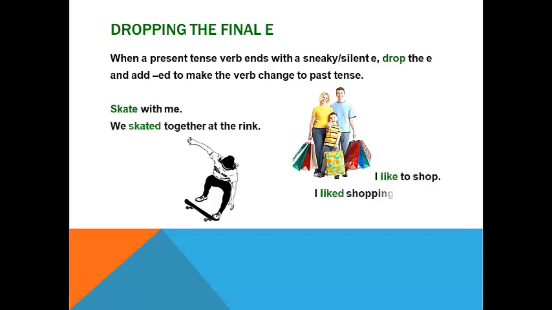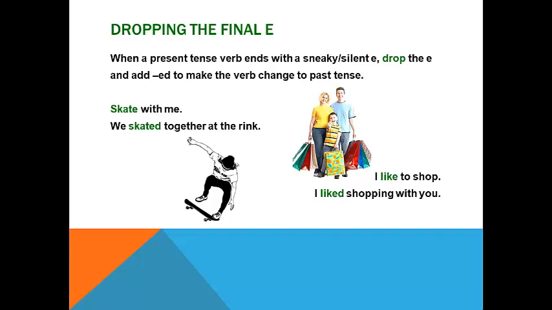In this case, when the verb in present ends with a silent E, we have to drop the E and add ed to make the verb change to the past tense. For example, skate with me. We skated together at the rink. I like to shop. I liked shopping with you.